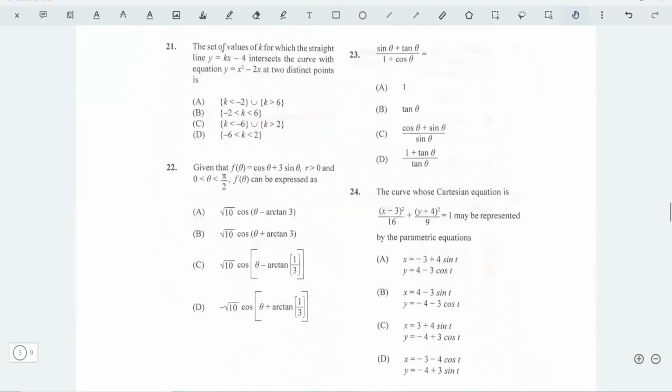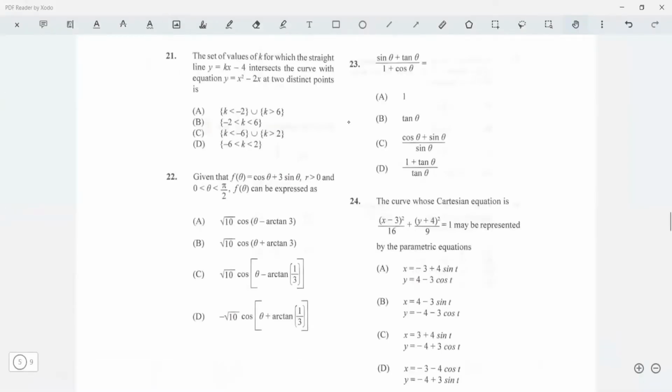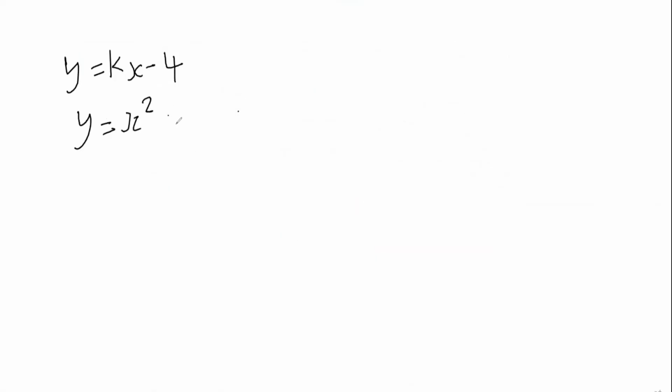The next part, I definitely know this is a repeat, but I just can't remember from where. It says find the set of values for k for which the straight line y equals kx minus 4 intersects the curve y equals x squared minus 2x at 2 distinct points. Let's do that on the white screen just to have more space. y is equal to kx minus 4, and bear in mind that y is also equal to x squared minus 2x.